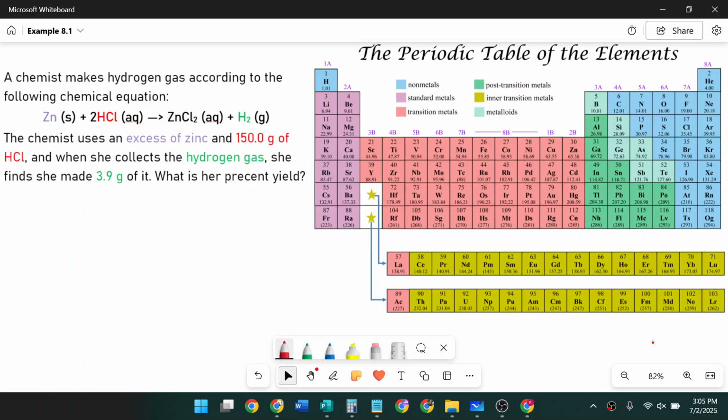So without that 3.9 grams, we could figure out how many grams she should have gotten, and then we can use that to figure out what our percent yield was. I just realized I spelled percent wrong, but this is a picture, so I can't change it.